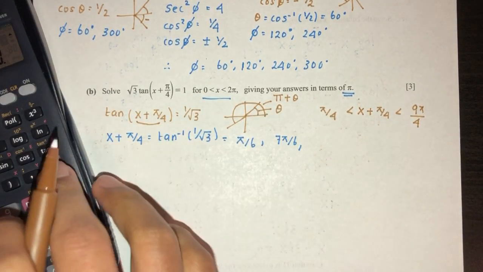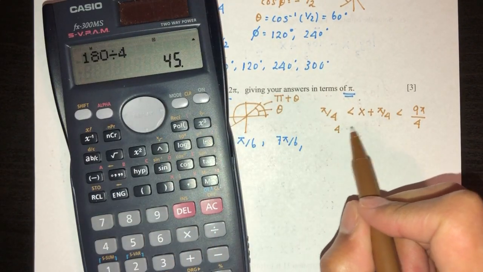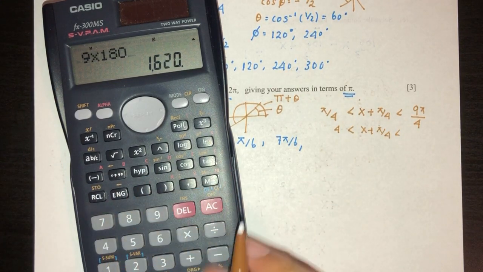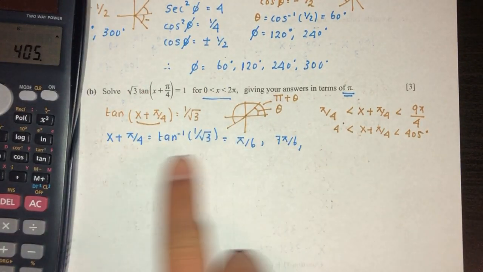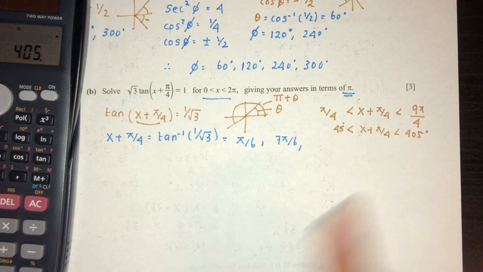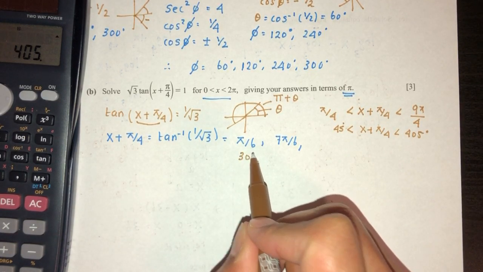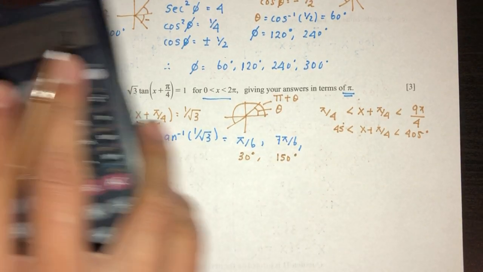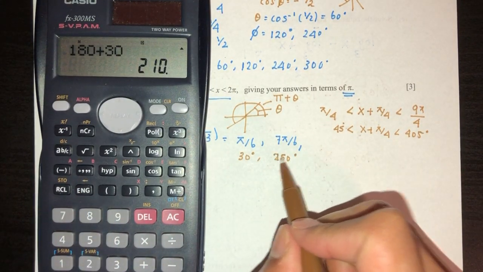So if you express it in terms of degrees for you to understand, 180 divided by 4 is 45, less than x plus pi by 4, less than 9 times 180 divided by 4. Just for you to understand, this angle here has to be between those two values in terms of degrees. Now what are those values in terms of degrees? This is 30 degrees, and this is 150 degrees, right? Sorry, this is not 150. This is actually 180 plus 30. That should be 210. My bad. So 210 will be this value here.